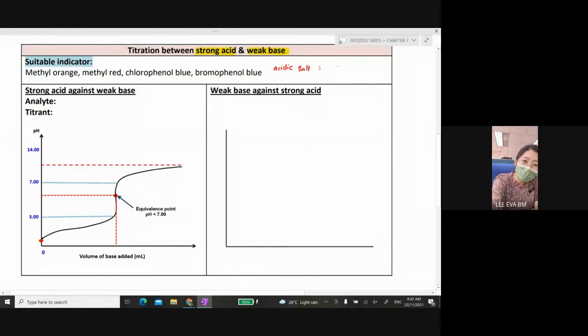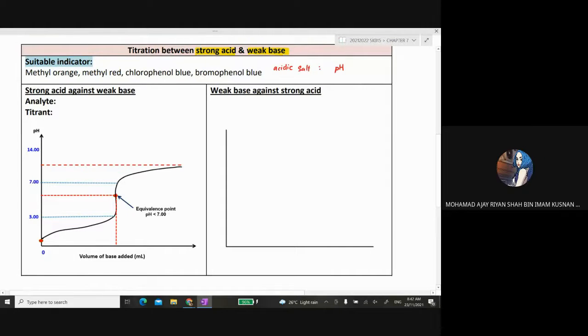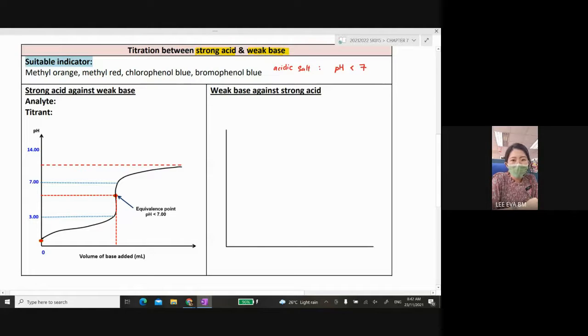And try to tell me about the pH range. Less than 7, more than 7, equal 7? Less than 7, very good. Okay, so acidic salt at equivalence point, and then pH value should be less than 7. You don't need exact value pH for equivalence point, just the range.